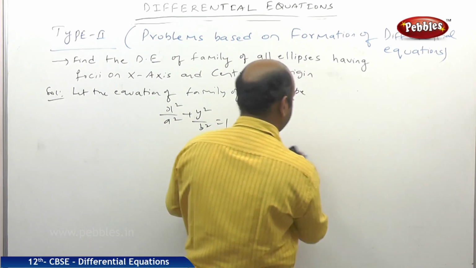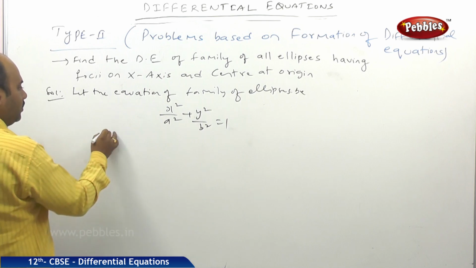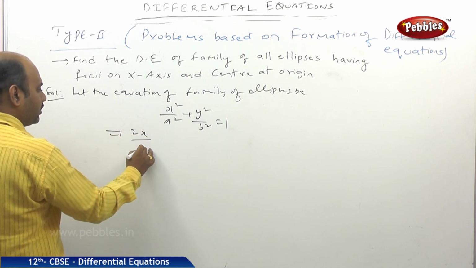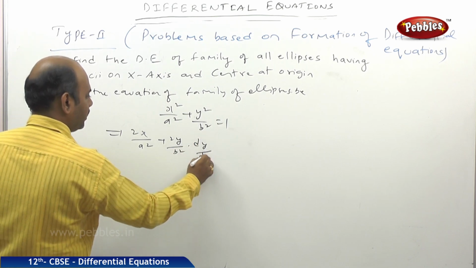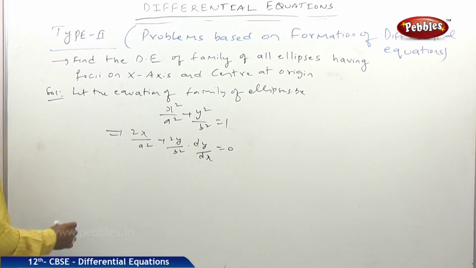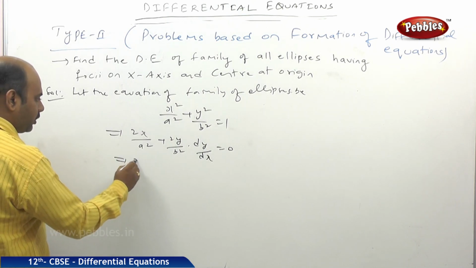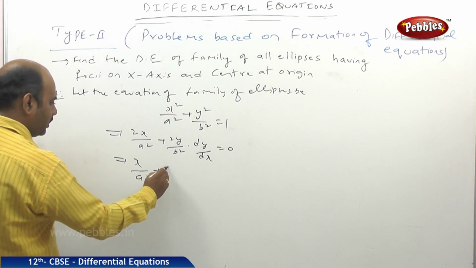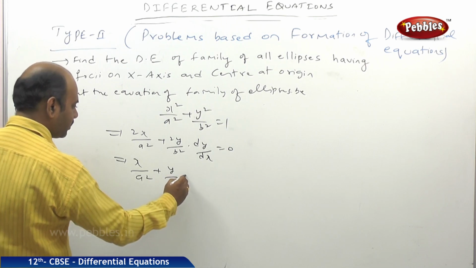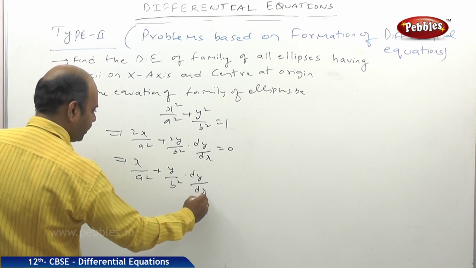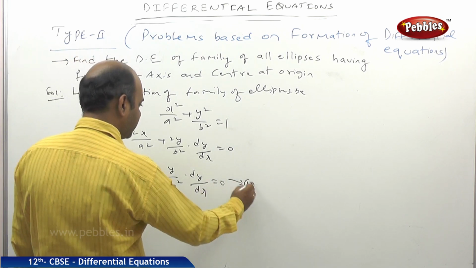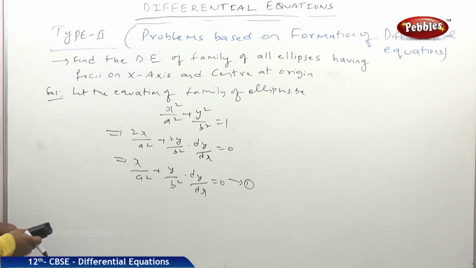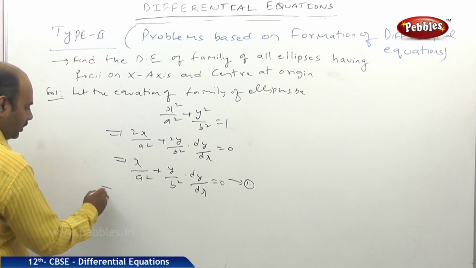Now I will be differentiating on both sides. So what happens? 2x by a square plus 2y by b square into dy by dx is equal to 0. So finally, x by a square plus y by b square into dy by dx is equal to 0. I will call this as 1. Later I will be differentiating with respect to x on both the sides.